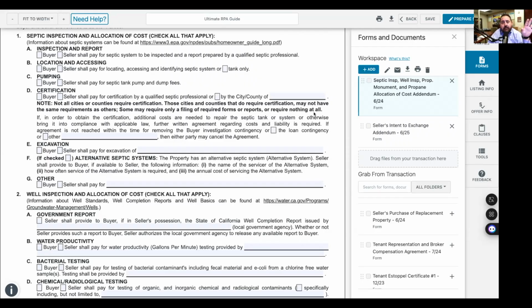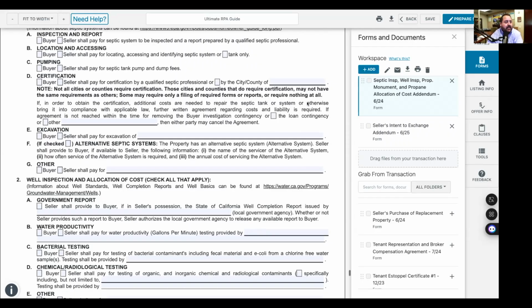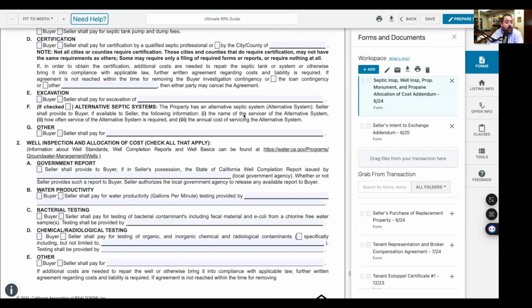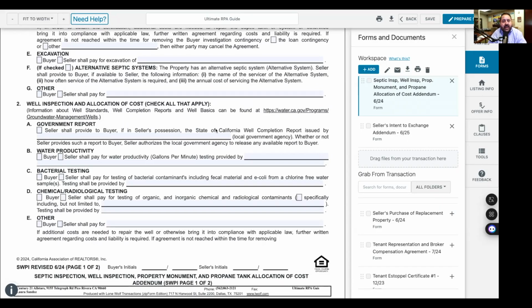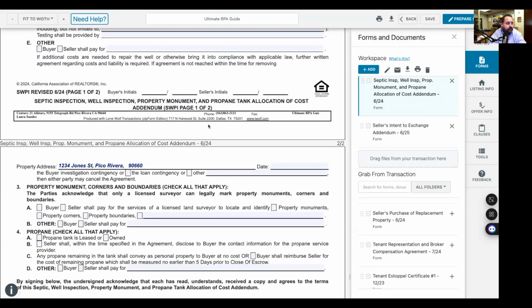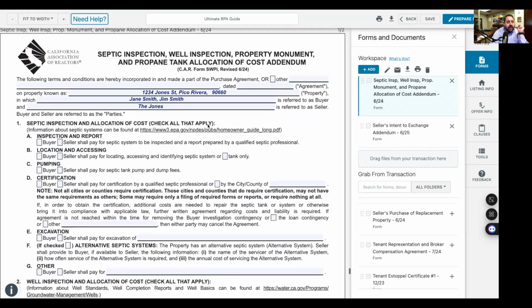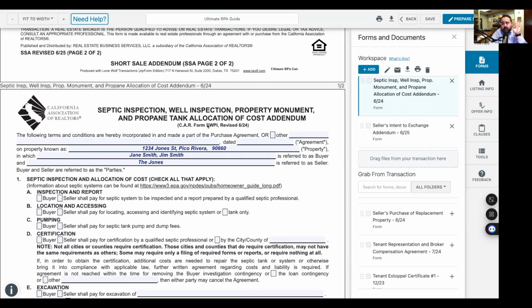So you're really probably going to use this for the septic, because the other section is for well water. And I don't know that we're dealing a lot with transactions where we're selling properties that have a well. But if they did, this is where we would go through with who's going to provide the reports, the productivity, the testing, all that stuff, to make sure that the well is safe. Okay. But the septic, I need you guys to be familiar with that form and submit it.